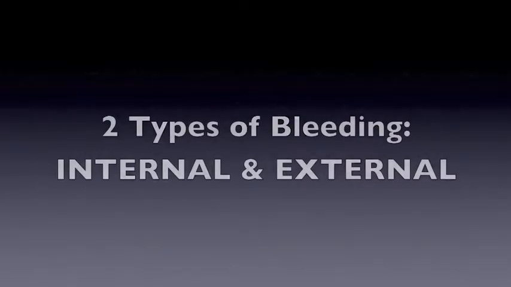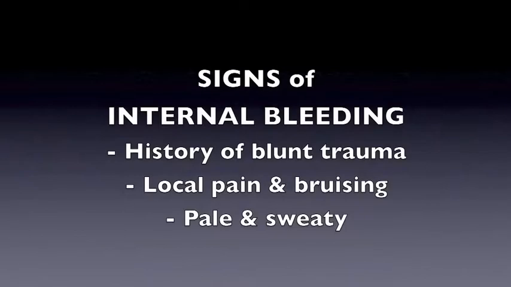There are two main types of bleeding that I'm going to tell you about today. The first one is called internal bleeding, and the second one is called external bleeding. Internal bleeding occurs when the wound where the blood is coming from happens inside the body. Causes of internal bleeding may be car accident, high fall, or other types of trauma. Sometimes you can have internal bleeding due to medical conditions, such as ulcers. The way that you can tell someone has internal bleeding is by bruising, and sometimes they get very pale and sweaty.